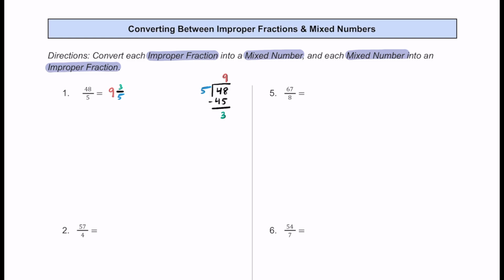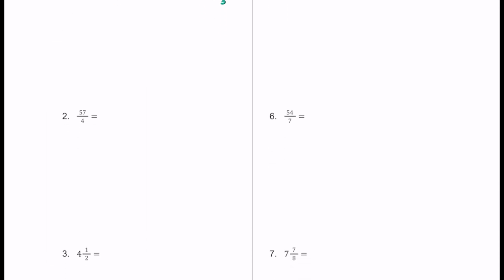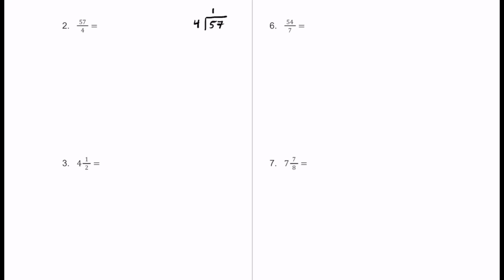Alright, let's go ahead and try number 2. For number 2, we have the improper fraction 57/4. So if we show the division here, we have to see how many times 4 fits into 57. So 4 times 1 is going to be 4. That's going to go into 5 one time, right? So 5 minus 4 is 1. We can bring down the 7 here. That's 17. And now 4 into 17. Well, 4 times 4 is 16. That's as close as we can get, and we are off by 1.